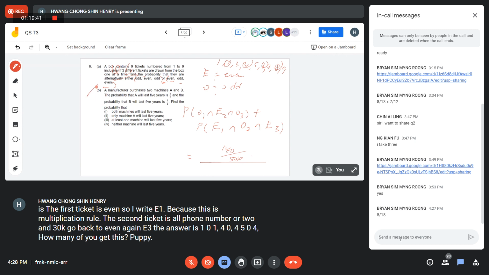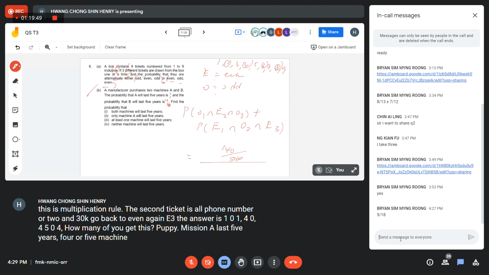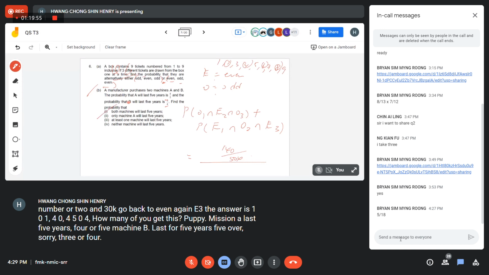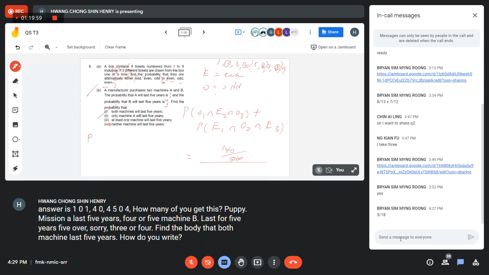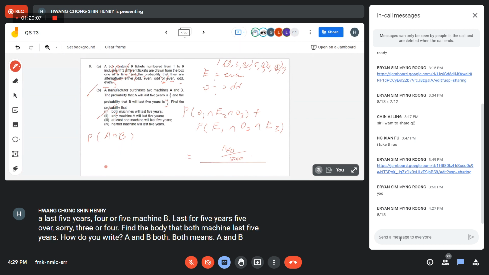Part B. Machine A lasts 5 years with probability 4 over 5. Machine B lasts 5 years with probability 3 over 4. Find the probability that both machines last 5 years. How do you write? A and B, both. Both means A and B last for 5 years.